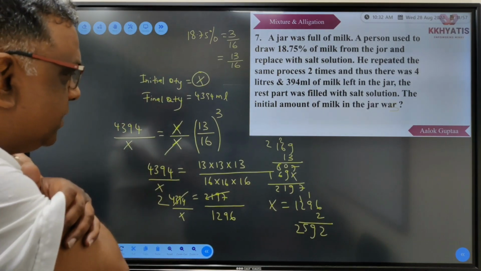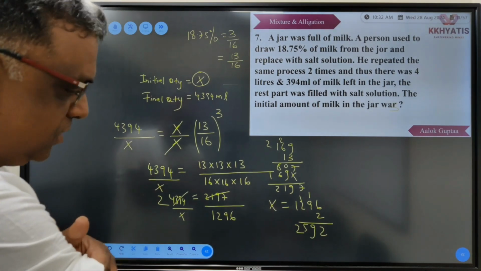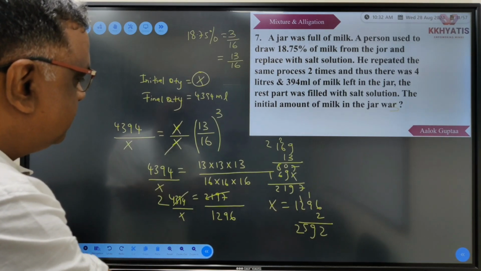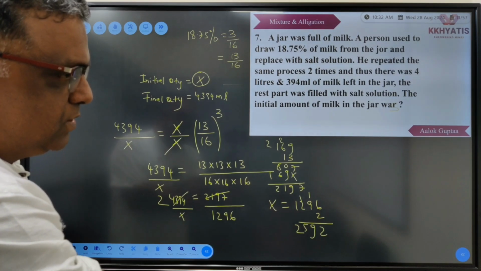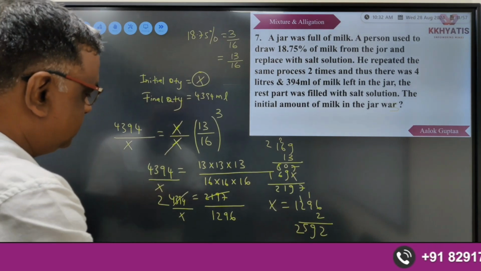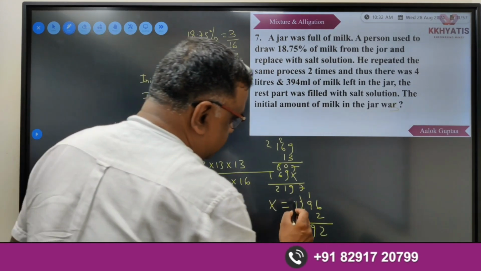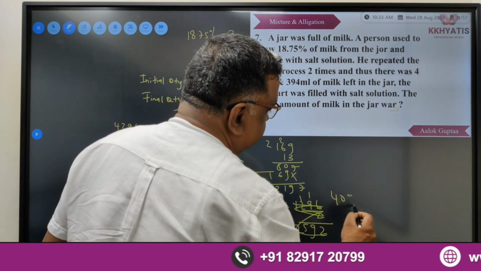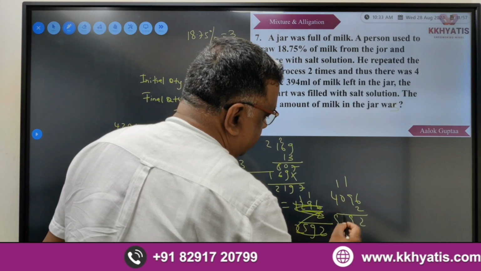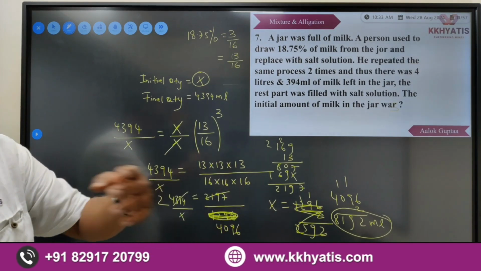Correct. So the initial quantity, are we making some mistake? 16 cube is not 1296, right? It must be 2 raised to 4, 2 raised to 4, 2 raised to 4. So 2 raised to 12. 2 raised to 10 is 1024. So 4096, sorry. So this is 4096. So 4096 into 2 is 8192 milliliters of milk was present initially, because this is the quantity of X we got. Correct.